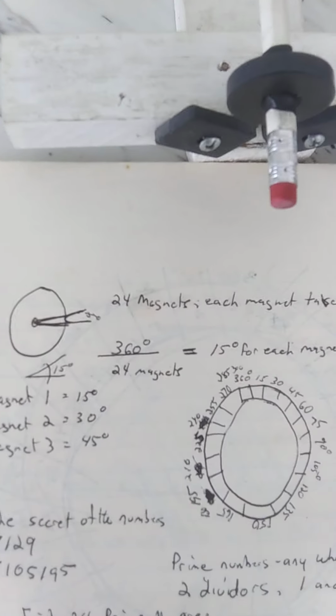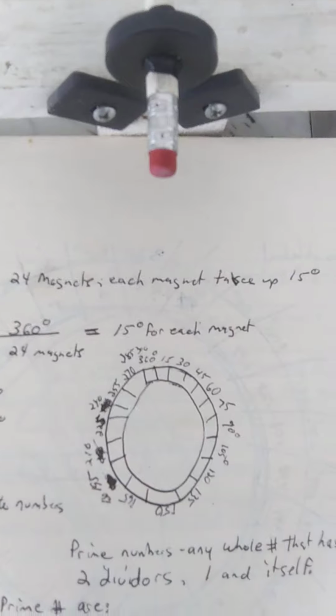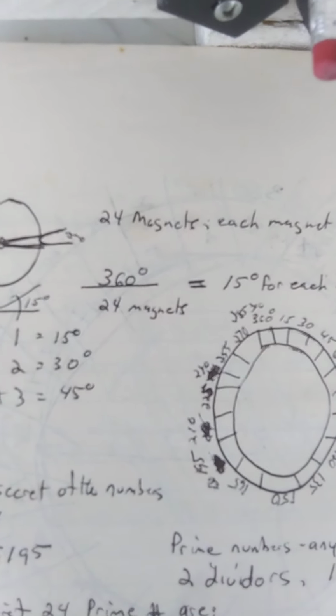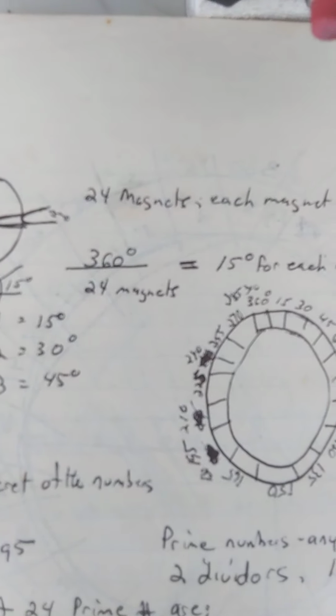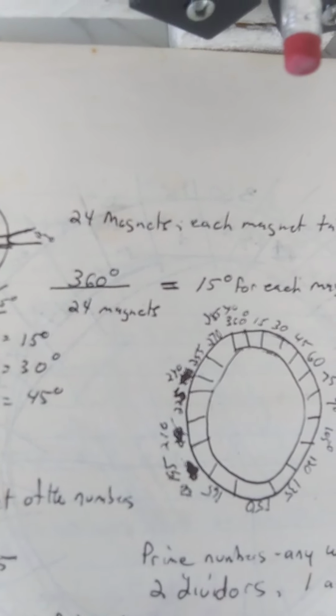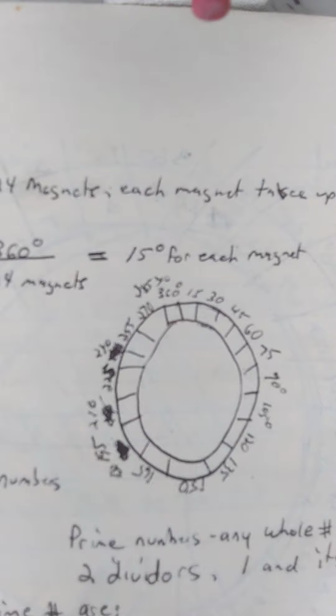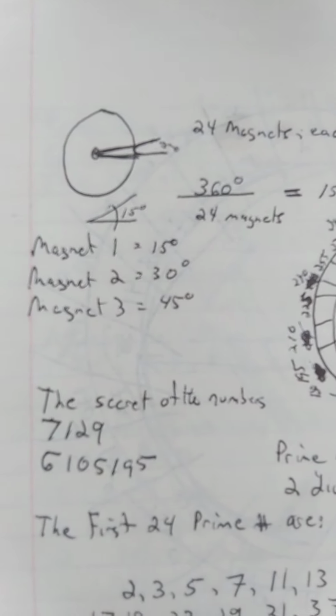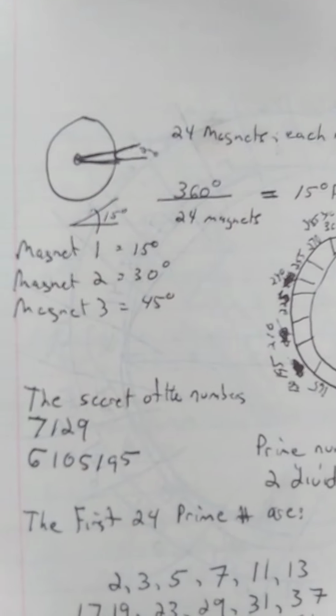Okay, you've got 24 magnets, and each takes up 15 degrees of space in your wheel. You take your 24 magnets and your 360 degrees in the wheel and divide them, and you get 15 degrees for each magnet. So this is how it's working.